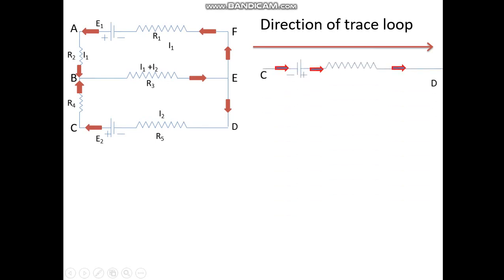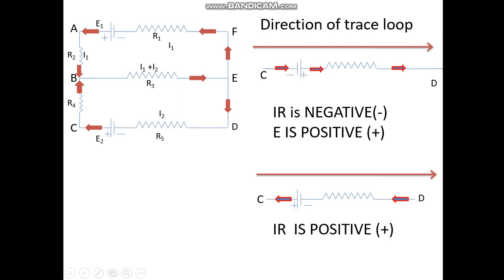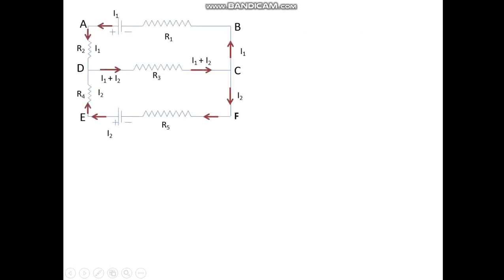Then look at this CD. In CD, with E2 and R5, the direction is the same, so IR is negative and EMF is positive. In the same way, we can take another one. Now let us take DC. If the direction is DC like this, then IR will be positive and E is negative. Let us apply this rule over here.